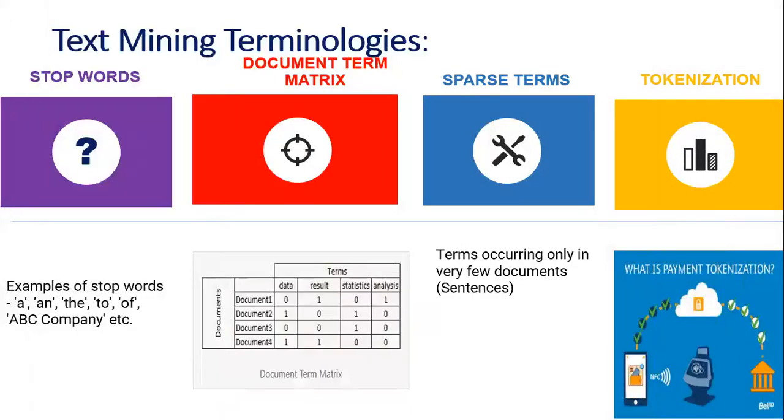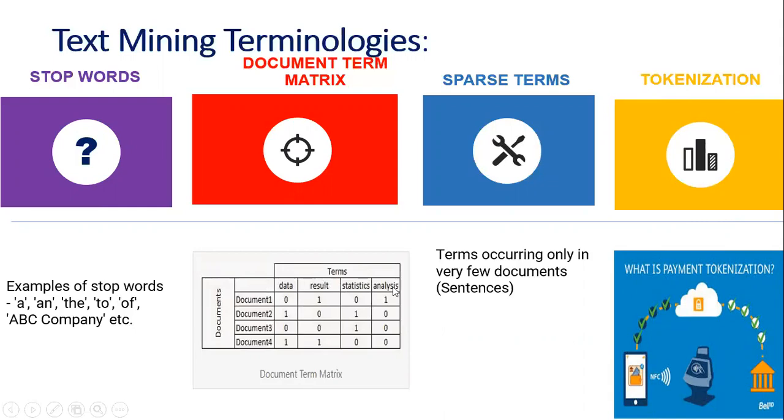Stop words. Stop words are basically a set of commonly used words which you want to exclude while analyzing texts. It can be a, and, the, to, of, ABC company, etc. Just unimportant words. Document term matrix. It is a matrix consisting of documents in rows and terms in columns. As you can see, there are rows of documents and columns of data, results, statistic, and analysis.